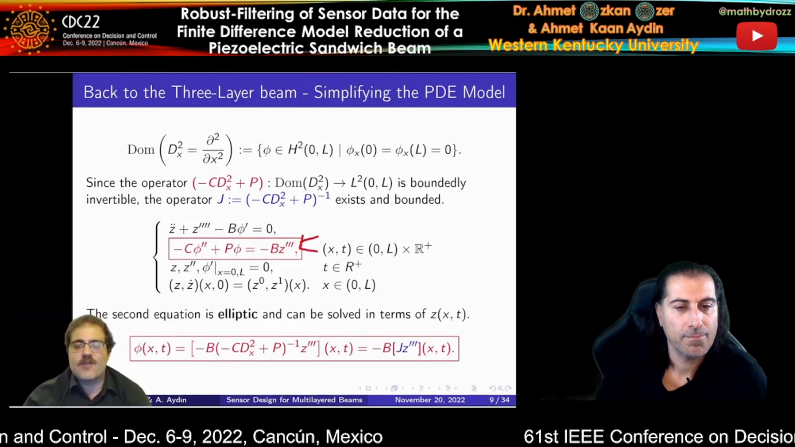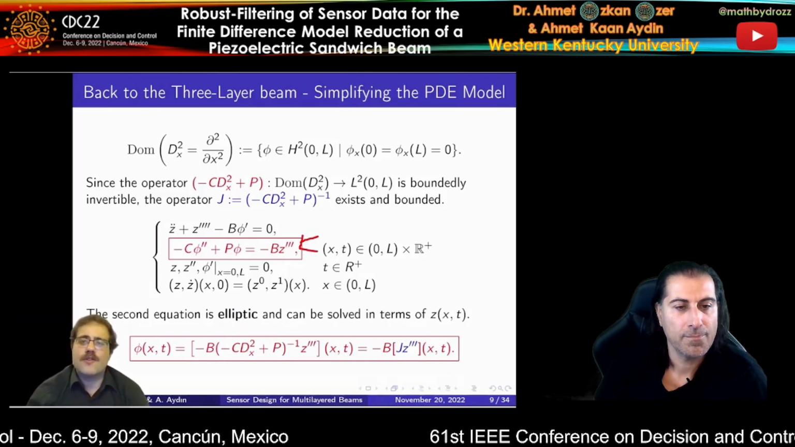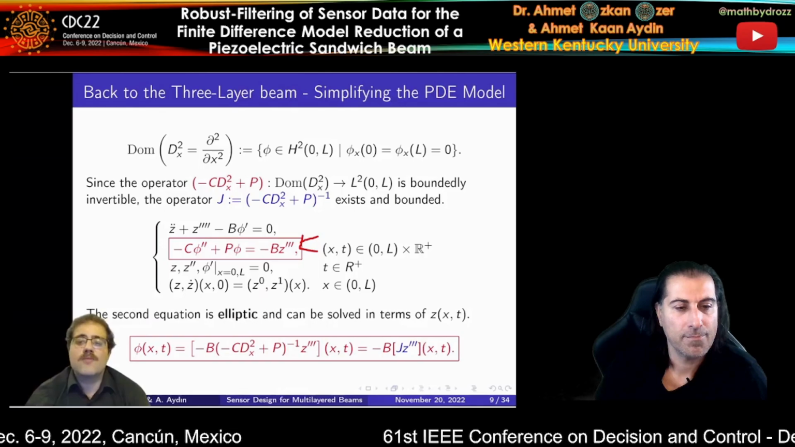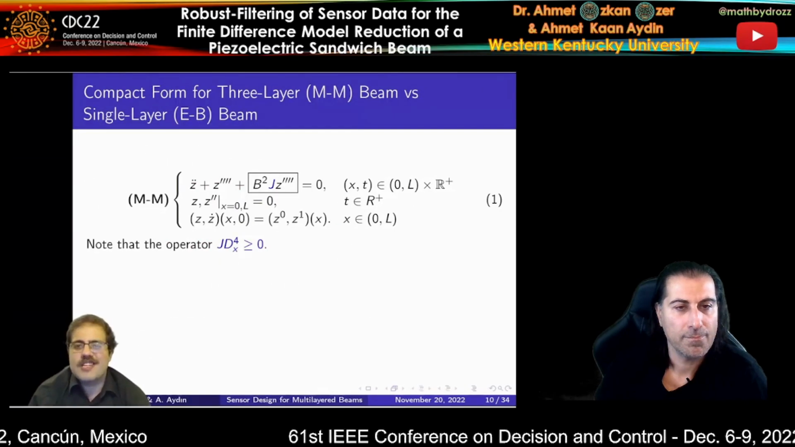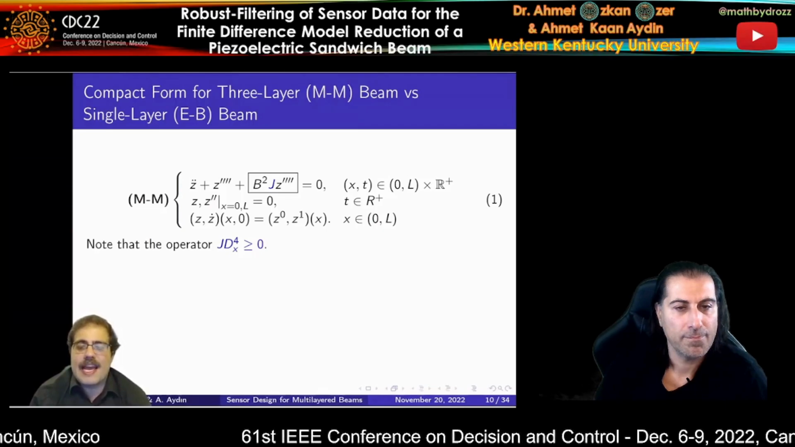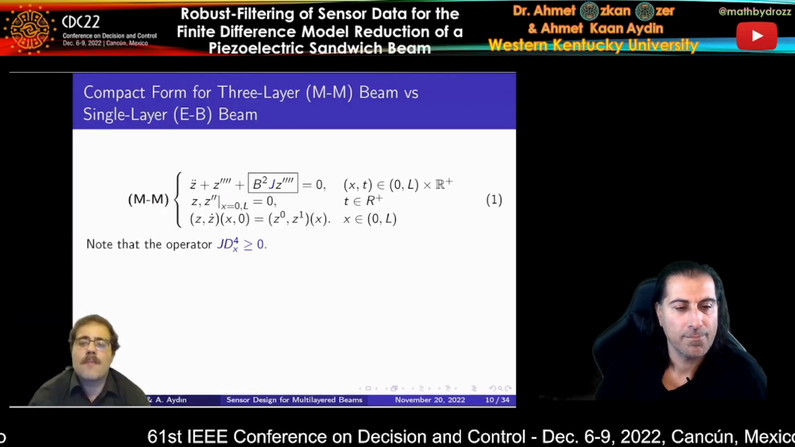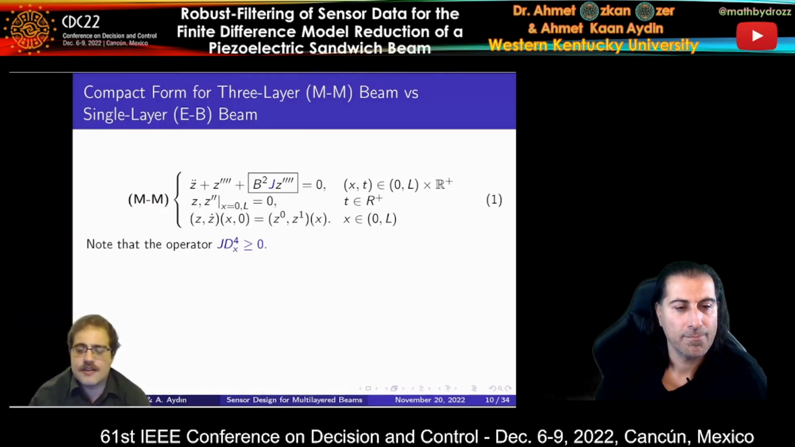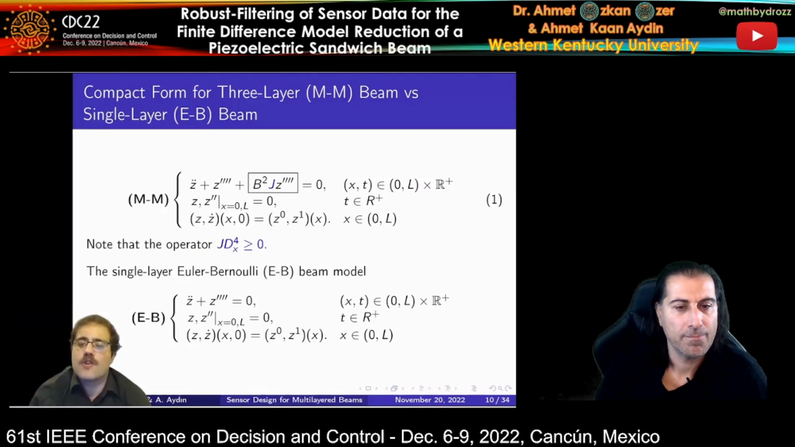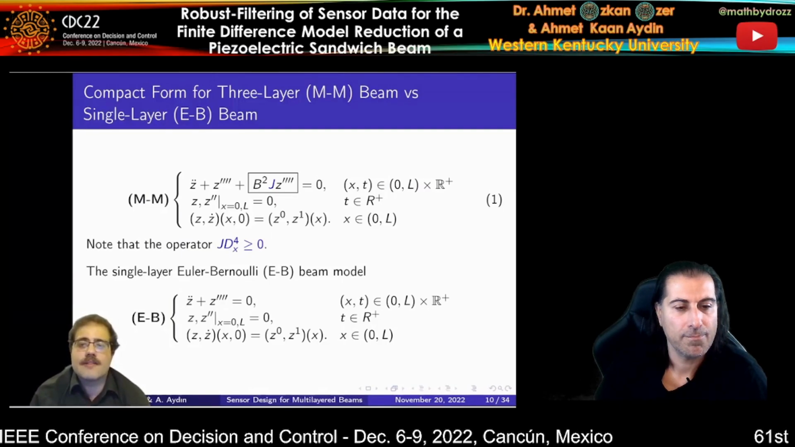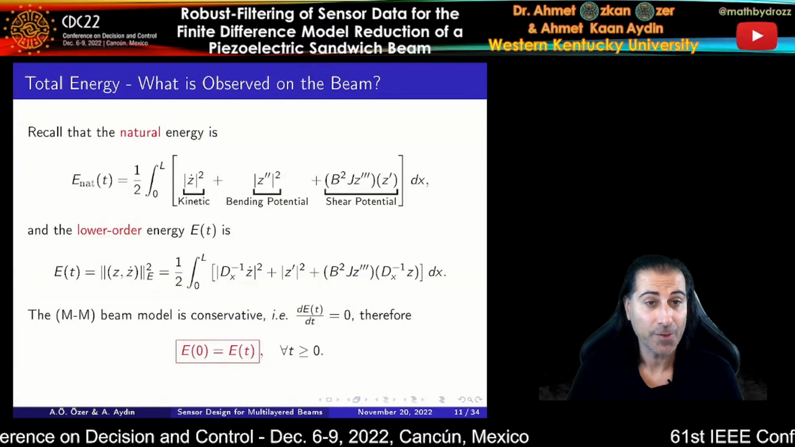Observe that the second equation in our PDE is an elliptic one, so we can solve the shear angle phi in terms of the bending z. When we solve the shear in terms of the bending and substitute it back into the first equation, we get a more compact version of our PDE here. In this case, we observe that this is very similar to the earlier Bernoulli beam model that represents the single-layer case. Here's the natural energy for the three-layer beam model.